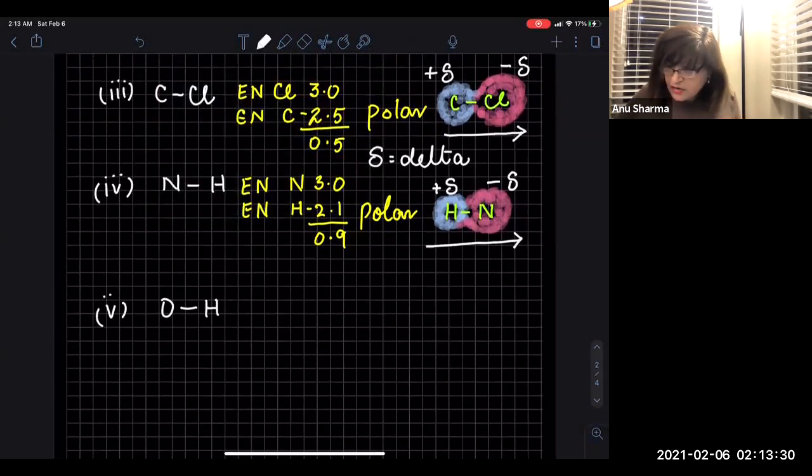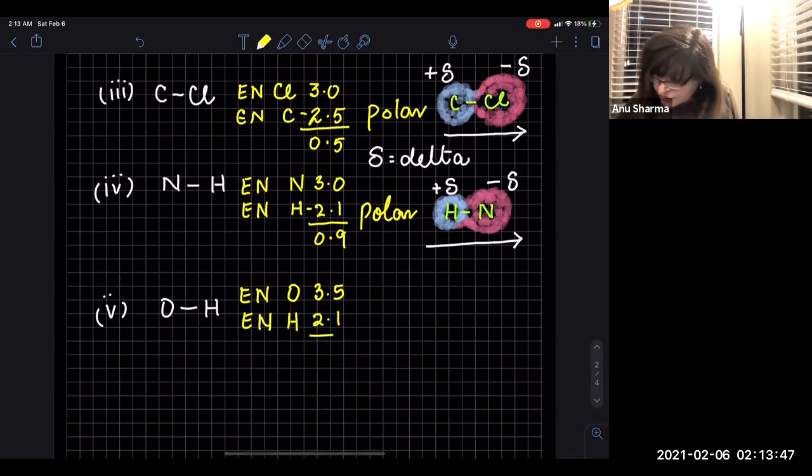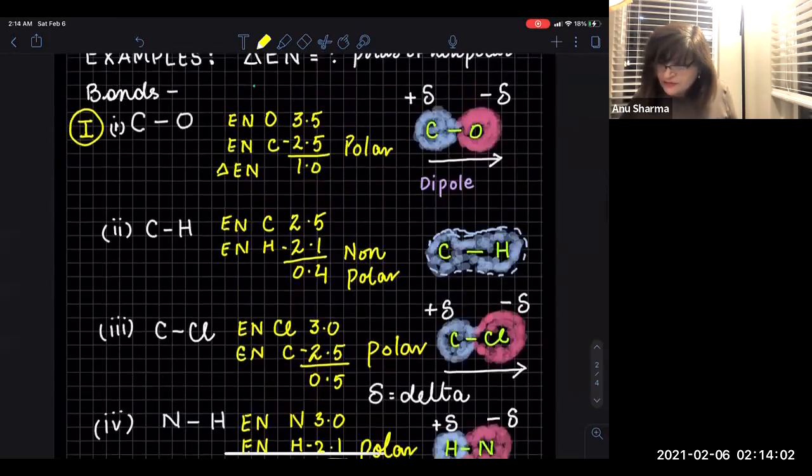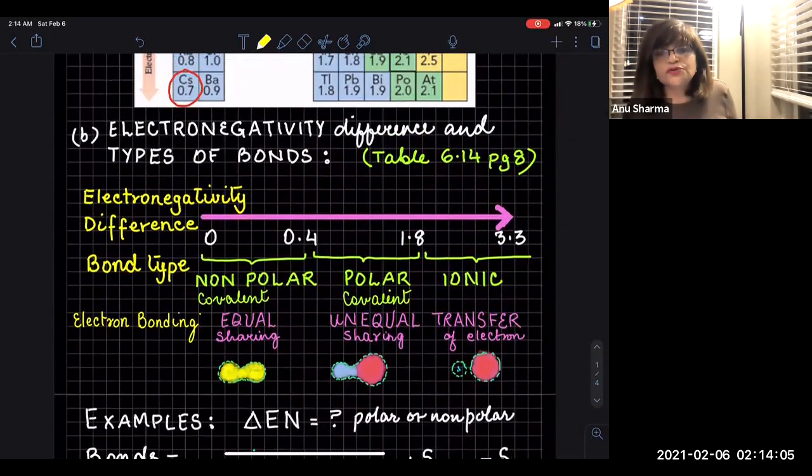Let's look at the oxygen and hydrogen. What's the deal with that one? So here the electronegativity of oxygen is 3.5 and hydrogen is 2.1. So you subtract the two, and that's very highly electronegative. The difference in electronegativity is 1.4. So it's huge. It's a very polar bond.